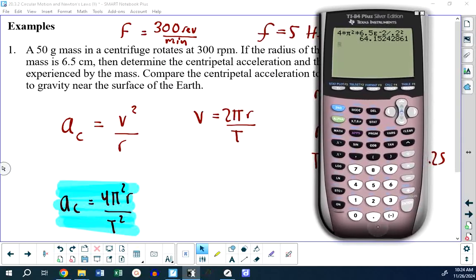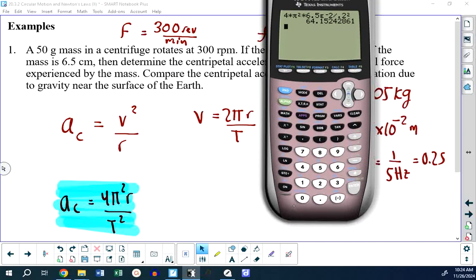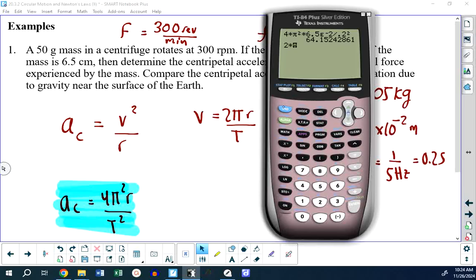I don't know why. You know what it might be? It might be that when I took physics way back when, we weren't given this other formula. I just prefer to go 2 pi r over t to find the speed, and then I square that, and I divide by r. Okay, but we're able to get 64 meters per second squared.